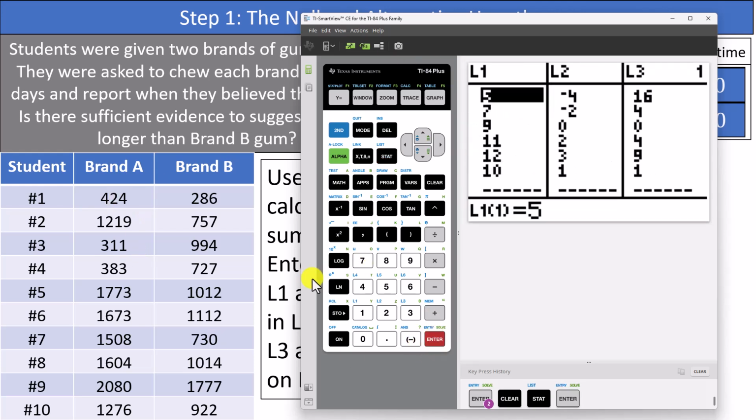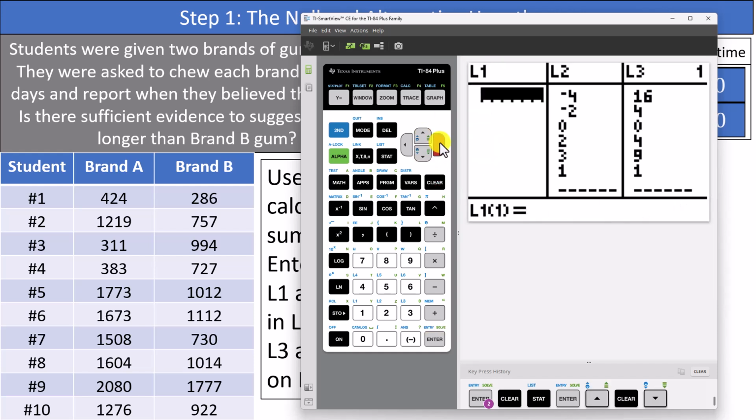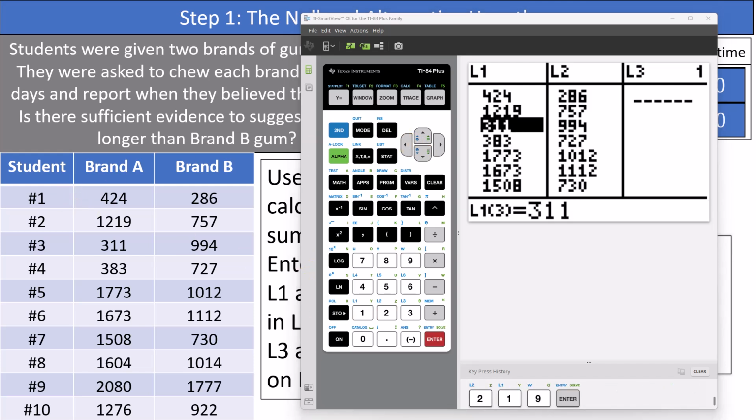And if we already have numbers in there, we can clear those out. So I'm going to scroll up to list 1, press clear and down arrow. Go to list 2, clear and down arrow, and then I'm going to type in all of those numbers. For the sake of time, I just went ahead and typed in all of those numbers, but you may want to pause the video to type in those numbers if you're following along.